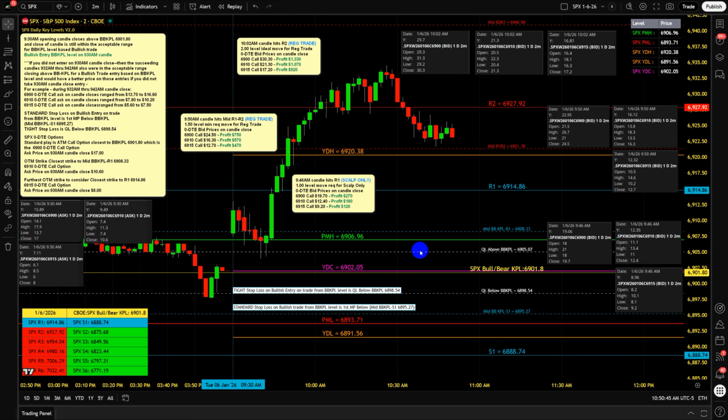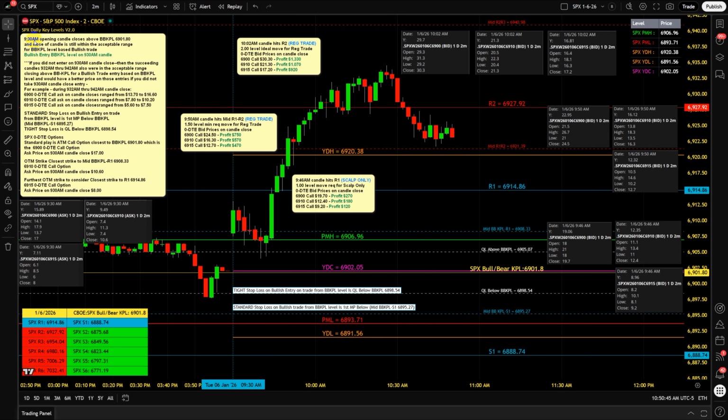And there's also an accompanying PDF document which also explains further details about what constitutes the acceptable range and what is outside the acceptable range. And that acceptable range also applies to taking bullish or bearish trades off of any of the other main key levels as well, the R1 through R6 or S1 through S6 levels. So this particular candle is within the acceptable range for a bullish trade off of the bull bear KPL.